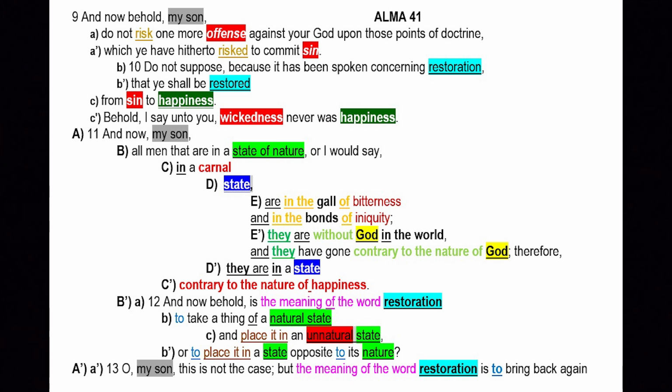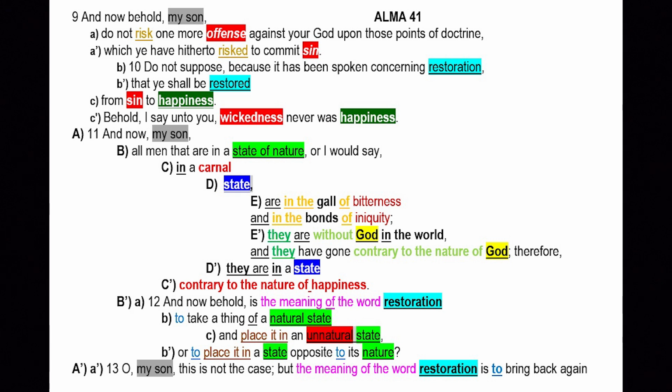I put a little A, a little B, a little C, and a little B, and a little A, kind of reversing it out again, to show that it could be framed by, in pink, the meaning of the word restoration on the outside of both of this. And then they're talking about something that is in a natural state, and then contrasting that with an unnatural state in the middle. So it's possible there's another little chiasmus there, but they could also just be stating things more than once. So I kind of highlighted that there.